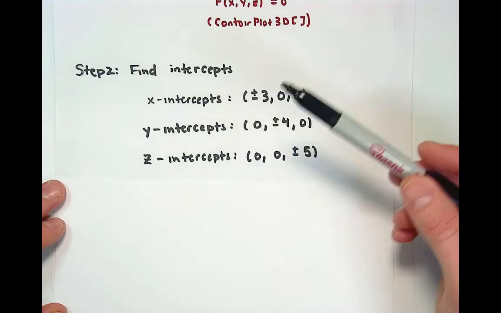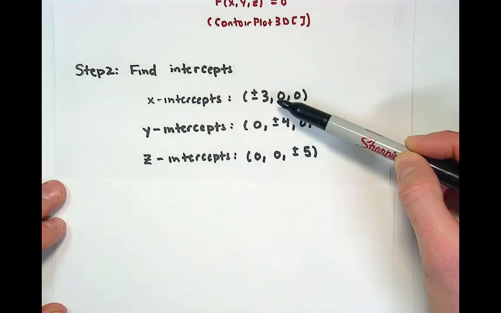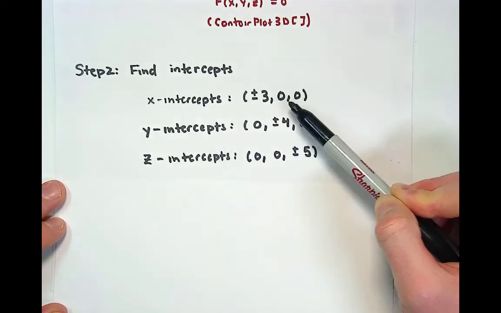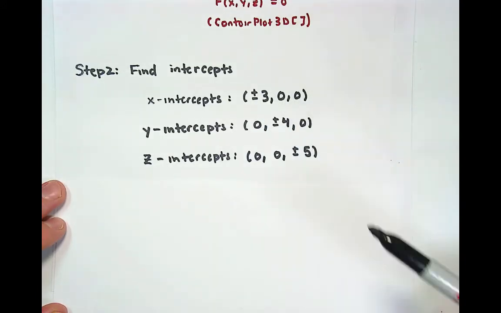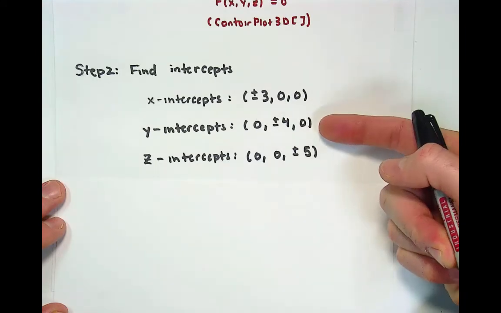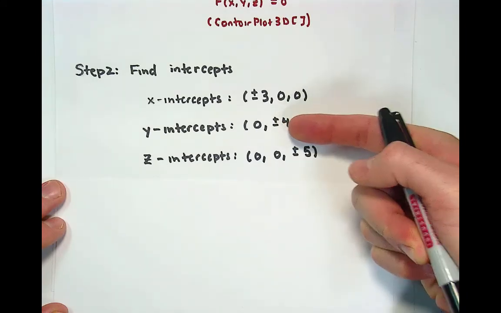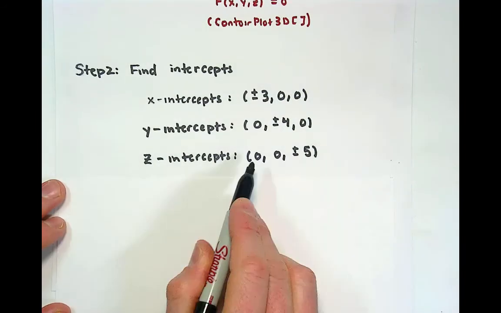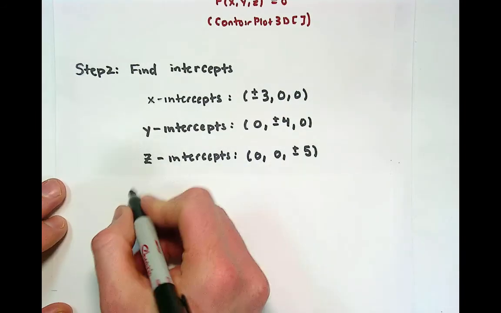We actually did some analysis to confirm in the first step that the x-intercepts for this ellipsoid were positive and -3 in the x component, and then 0 and 0 in the y component. We made a claim in the Mathematica portion that the y-intercepts were positive and -4 in the y and 0 in the x and z, and that the z-intercepts were 0, 0, positive, -5. Let's go ahead and confirm this.